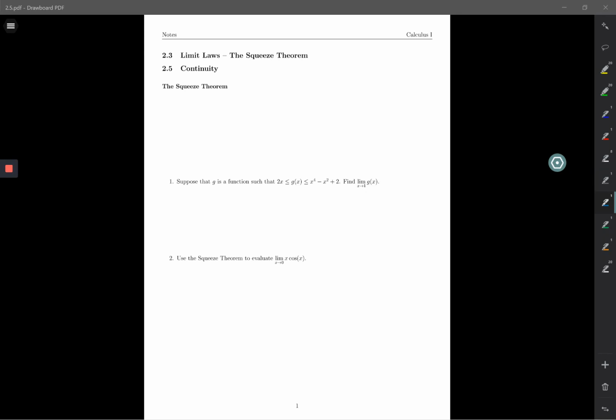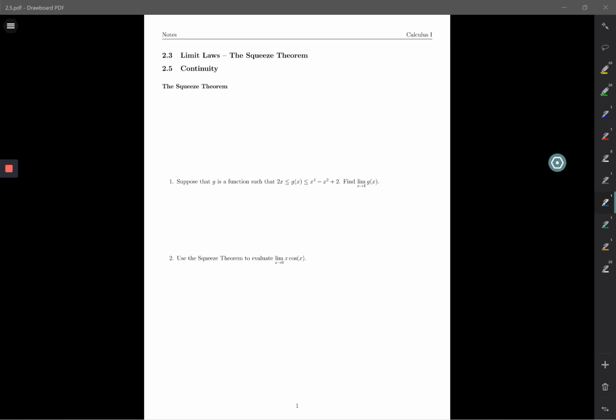Okay, so we are going to talk about one more thing from section 2.3. So it's not actually true that this is all about 2.5. So the one more thing we need to cover is called the squeeze theorem.